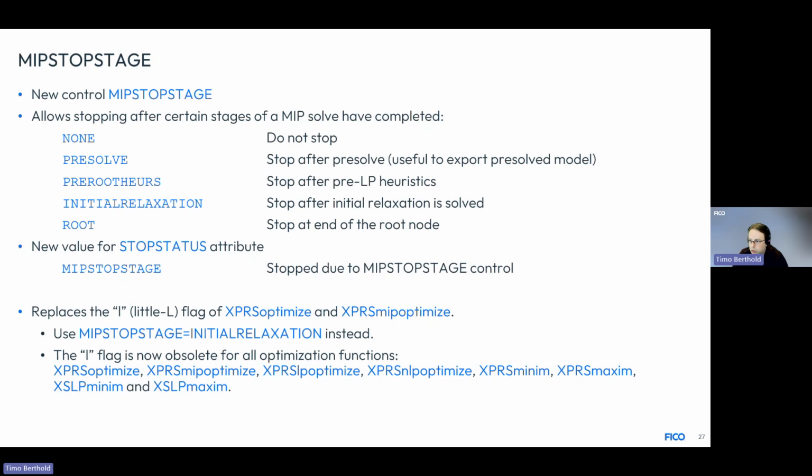The new control lets you specify which stage to stop at, inspect the solving process, maybe decide to trigger a restart, and yeah, then either terminate the solve or continue. So when you call XPRSoptimize or XPRSoptimize again, if you didn't terminate the solve, it will start from the next stage. It will just continue the solve. Okay, there's also a new stop status attribute you can check to see whether the solver stopped at one of these stages.